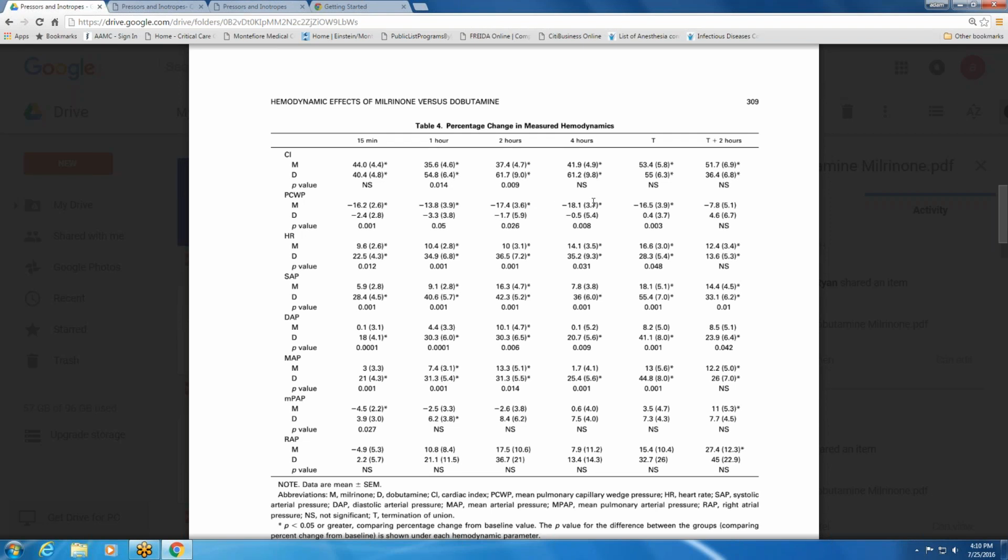The wedge pressure tended to go down more in the milrinone group. The heart rate went up more in the dobutamine group, which I think we all see. So the mean increase in heart rate was 35%, as opposed to 10 to 15% in the milrinone group.